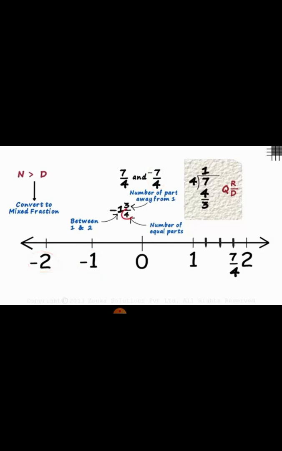The denominator tells us the number of equal parts each unit or segment is to be divided into. So dividing the line segment between minus 1 and minus 2 in 4 equal parts, we can mark minus 7 by 4.